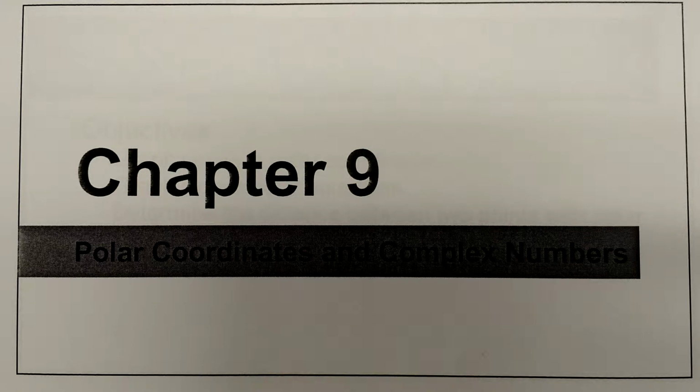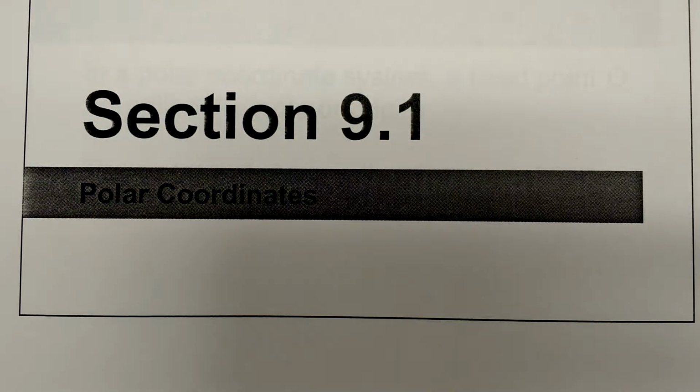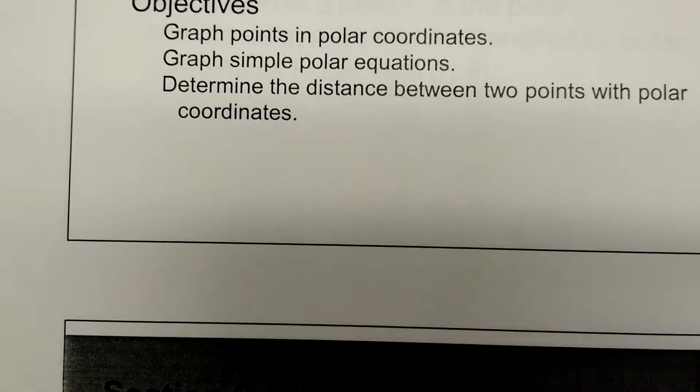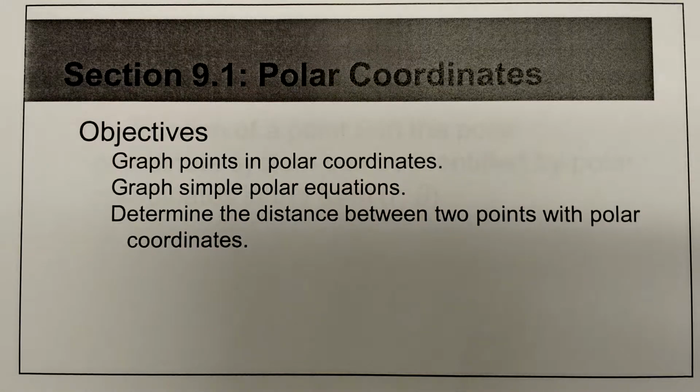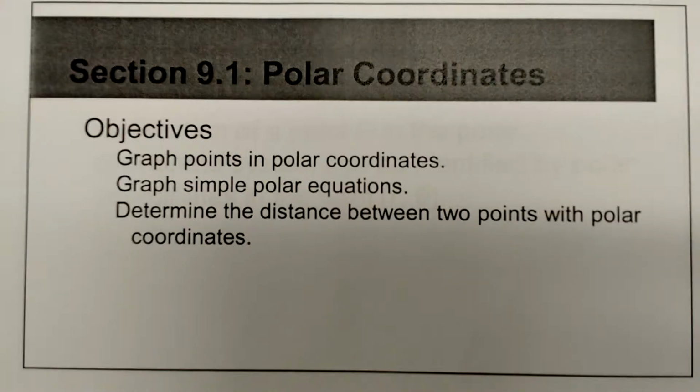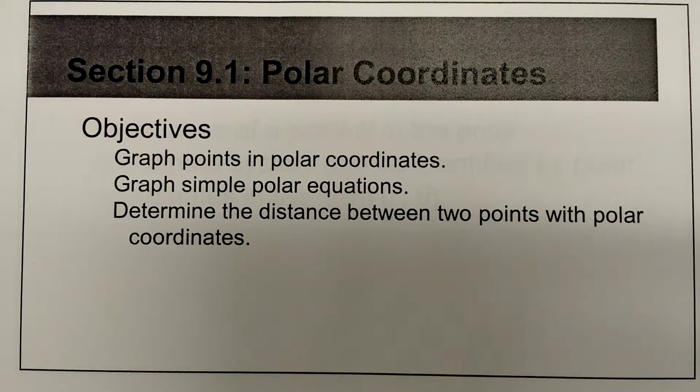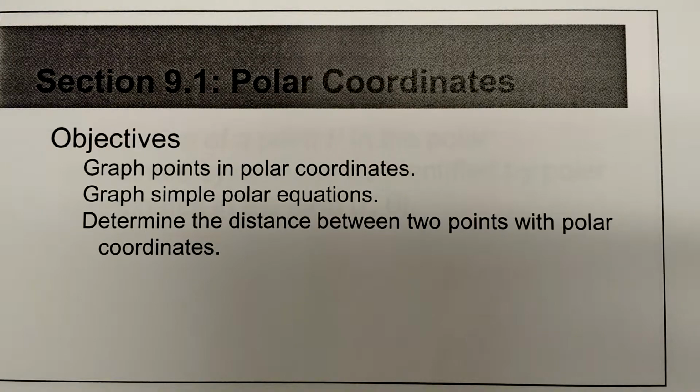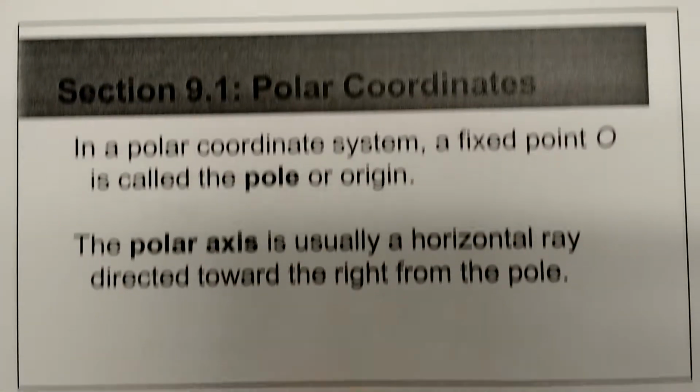Okay, so here we have chapter 9, which is with polar coordinates and the complex numbers. So the first section just deals with polar coordinates. So objectives for this section: graph points and polar coordinates, graph simple polar equations, and then determine the distance between 2 points with polar coordinates.